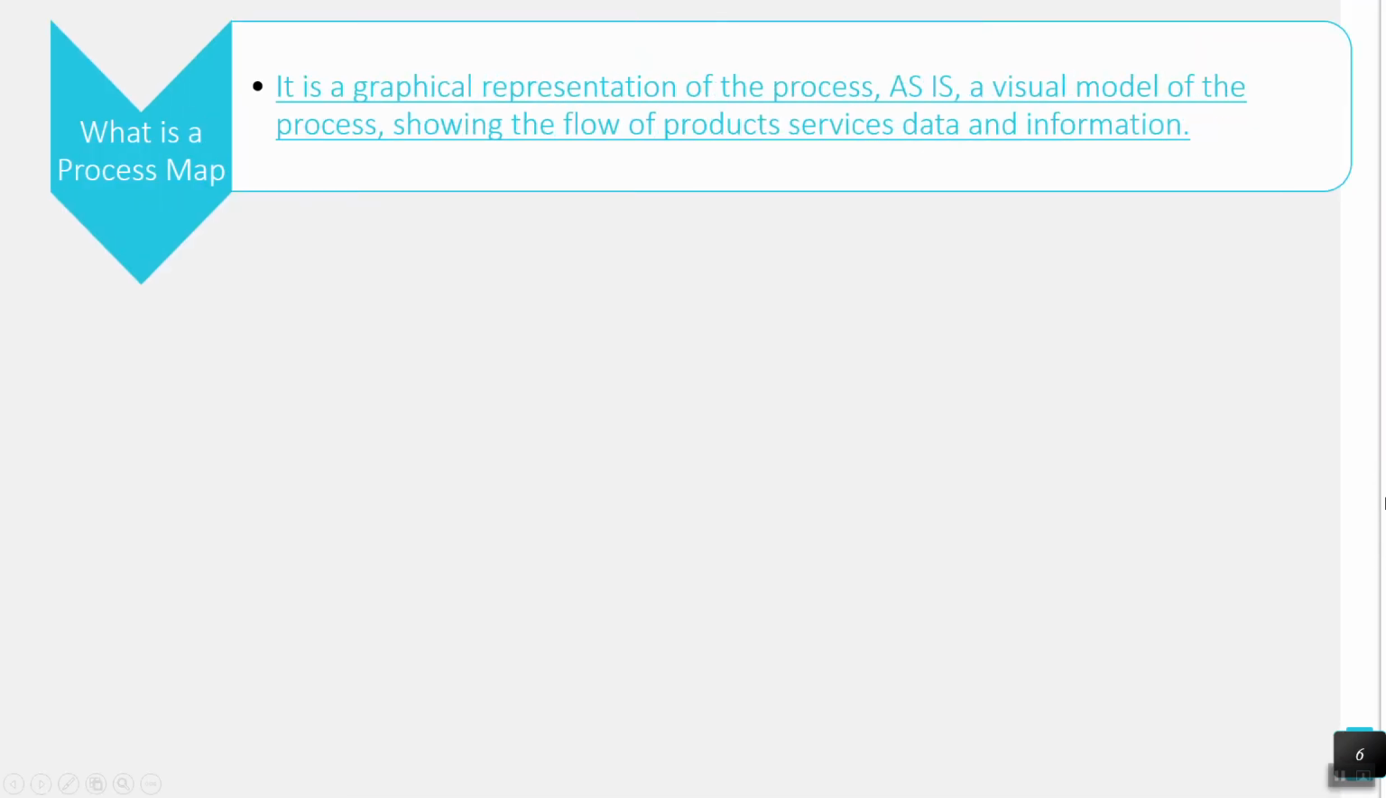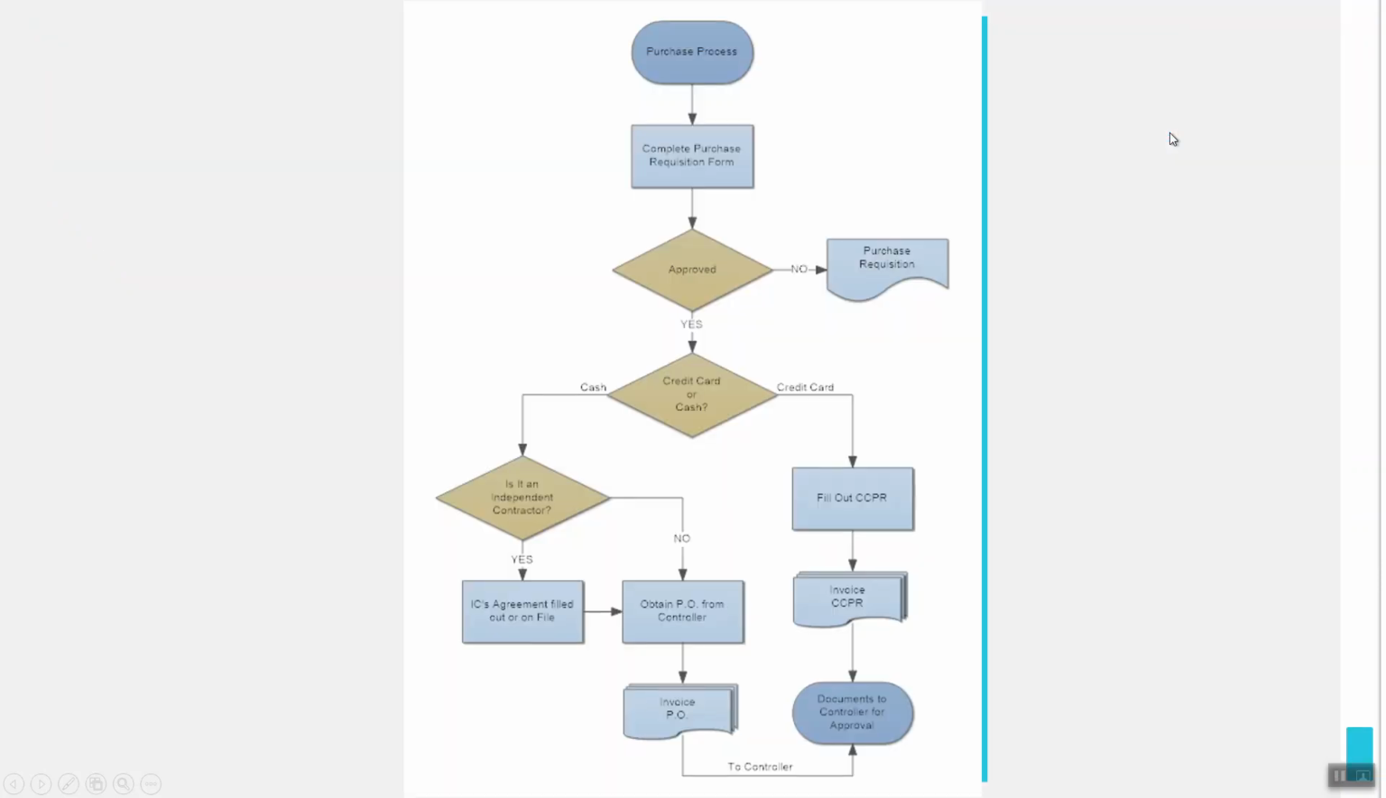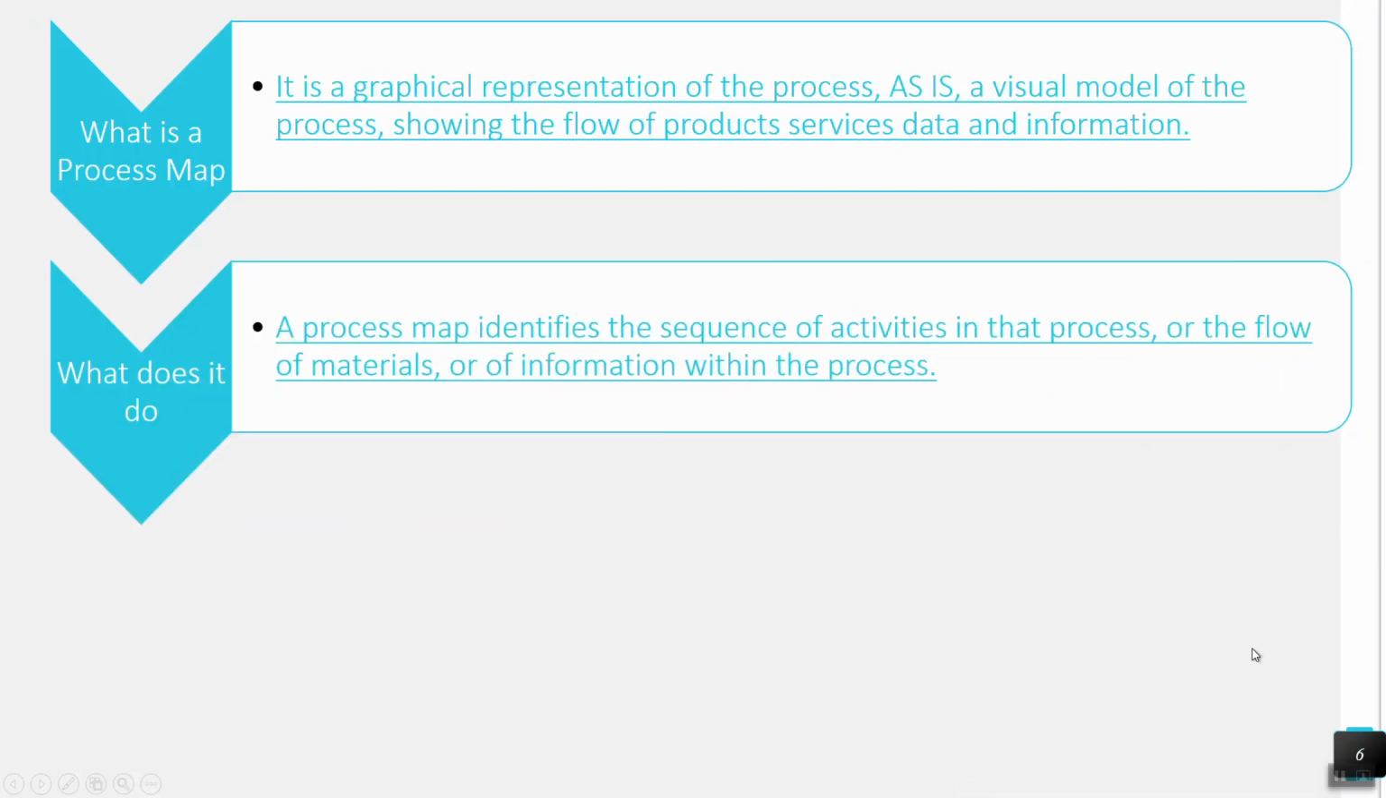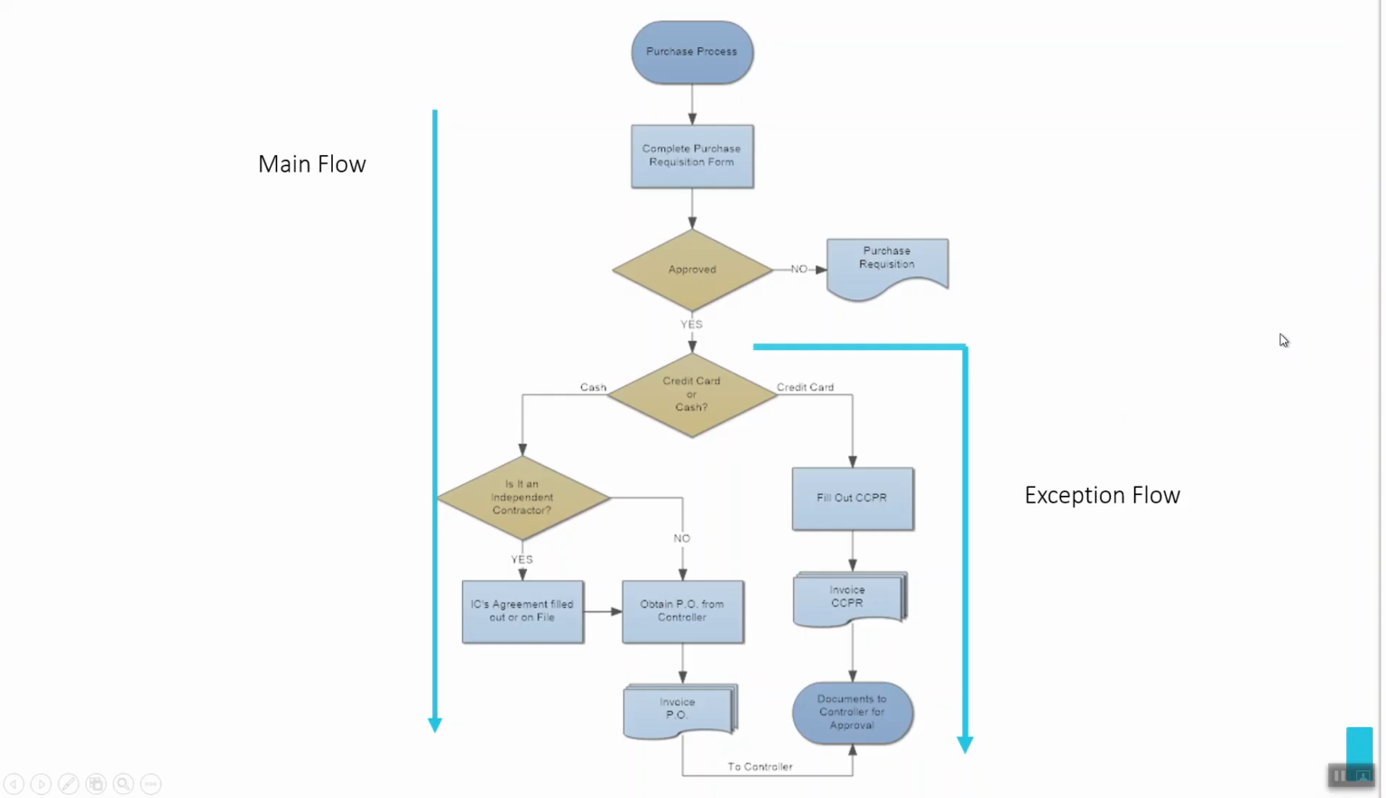Let's get started. What is a process map? It is a graphical representation of the process, as is, a visual model of the process, showing the flow of products, services, data and information. What does it do? A process map identifies the sequence of activities in that process, or the flow of materials, or of information within the process.